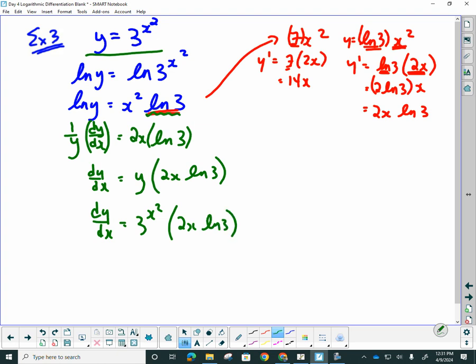This 3 is a base and an exponent, so I can't multiply it by the 2. The x and the x squared are not the same. I can't multiply those. One's an exponent, one's not. And so that's it. That is our answer. That's the derivative of 3 to the power of x squared.